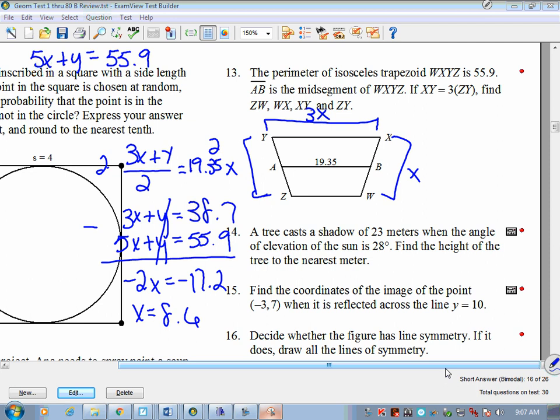Because I know some things. If I go back to my original picture here of x, can that tell me what ZY is? 8.6. Can that tell me what XW is? 8.6. Can that tell me what XY is? Multiply by 3 and get what? 25.8. All right, but I still don't know what y, or what I'm going to call y down here. How do I find out that?